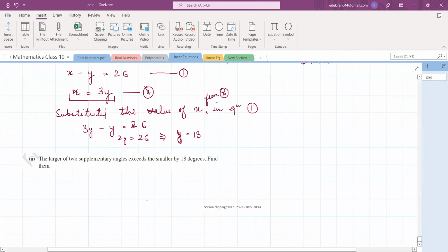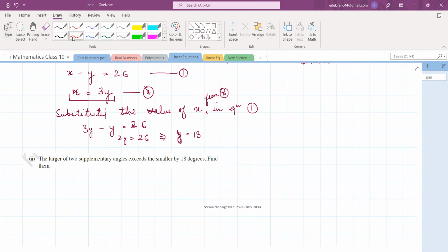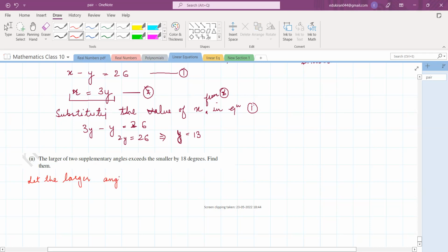Now it is saying that the larger of the two supplementary angles exceeds the smaller by 18 degrees. What does it mean? The larger of the two supplementary angles. That means you have two supplementary angles. One is larger, so that means another is smaller. So let us assume them, right? Let the larger angle be x, and the smaller angle be y.